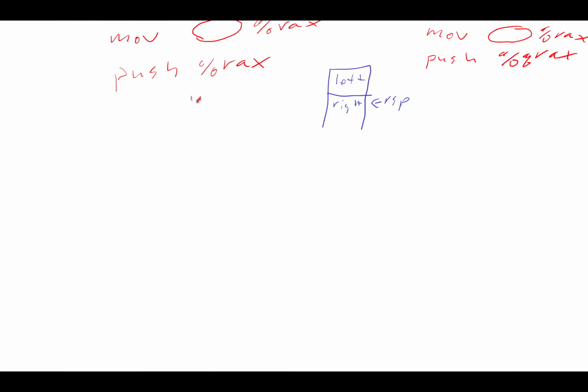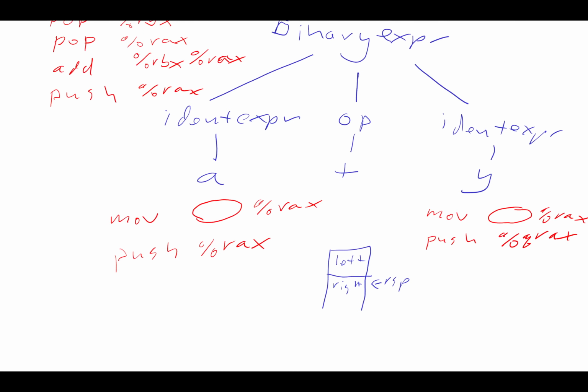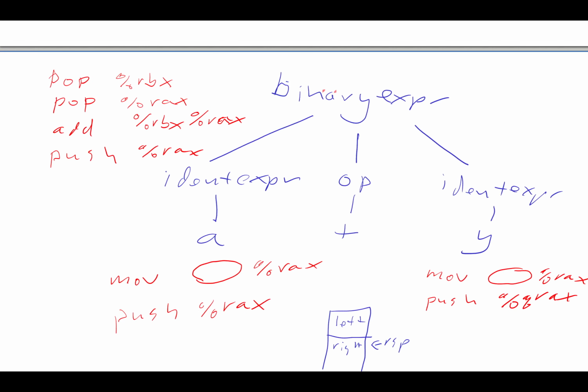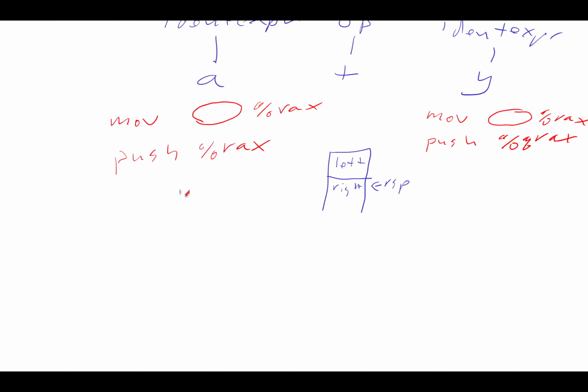So if we generate all this code in a post-order tree traversal, we'll call binary expression, and this will recursively call ident expression, produce the code here, go back to the parent, recursively call a generator for the right expression, produce this code, and then once we're done, we'll produce the code for the parent.